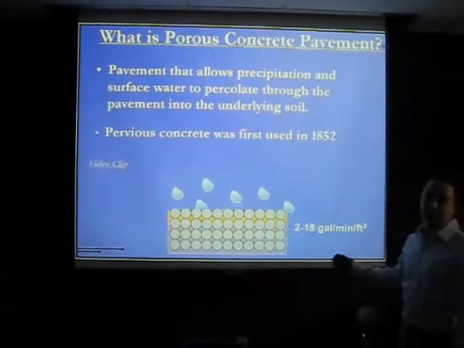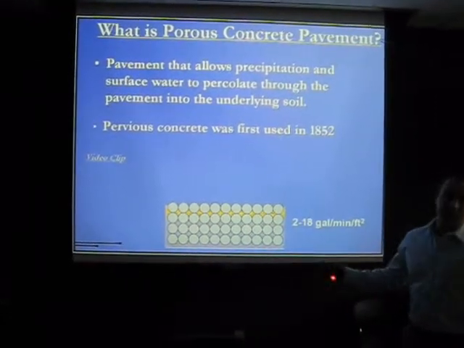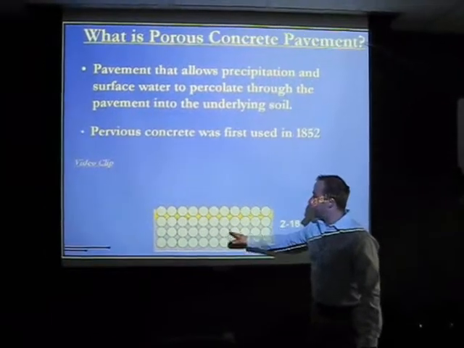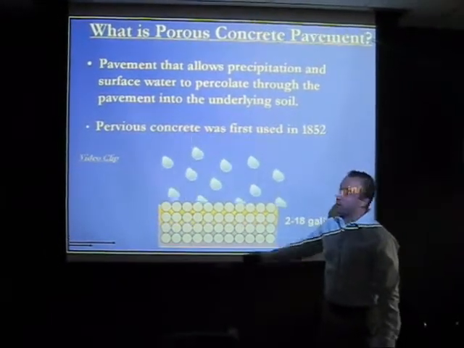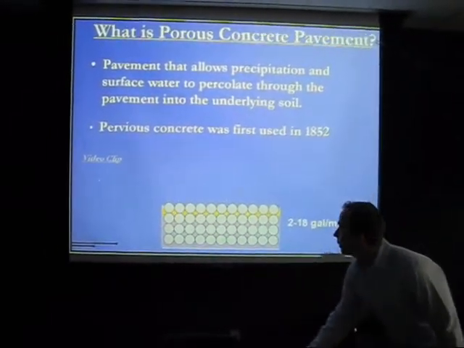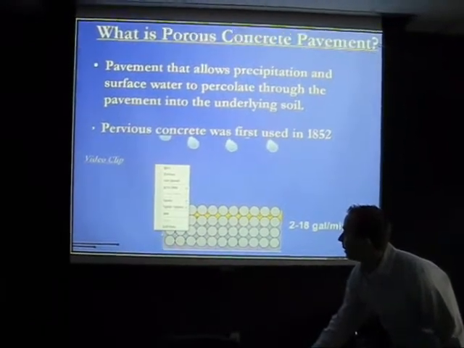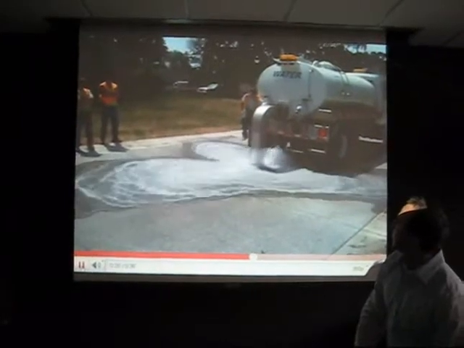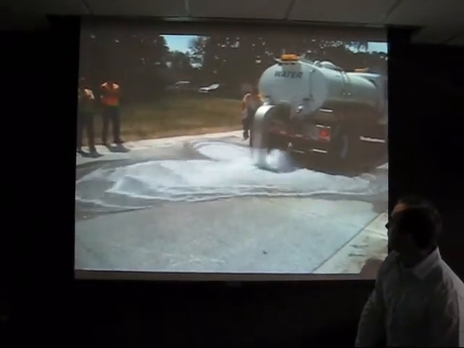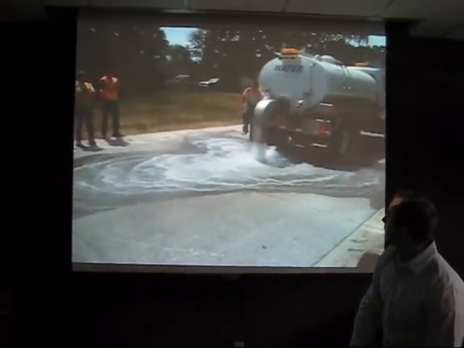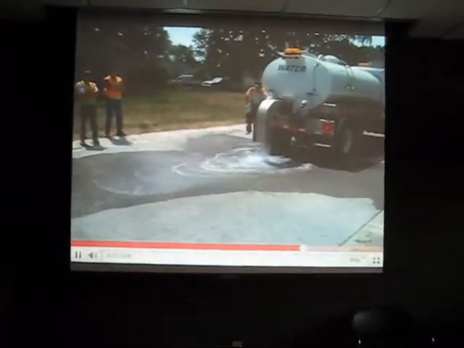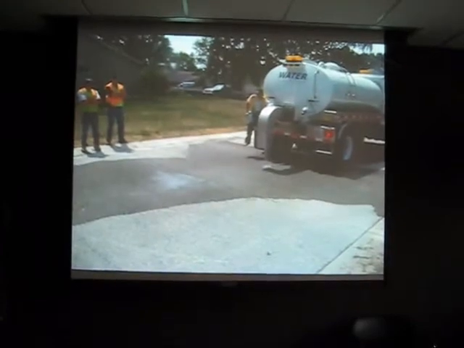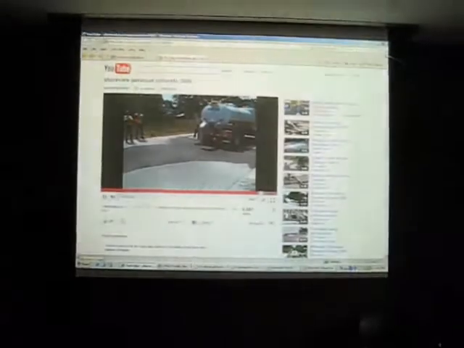Porous concrete pavement was first used in 1852 when it was used as insulation in Europe. Basically, water flows into the voids and percolates right into the underlying soil. We're going to see a short video clip just to give a good example of what exactly it can do. So as you can see, as soon as the water stops flowing, it completely gets off the road.